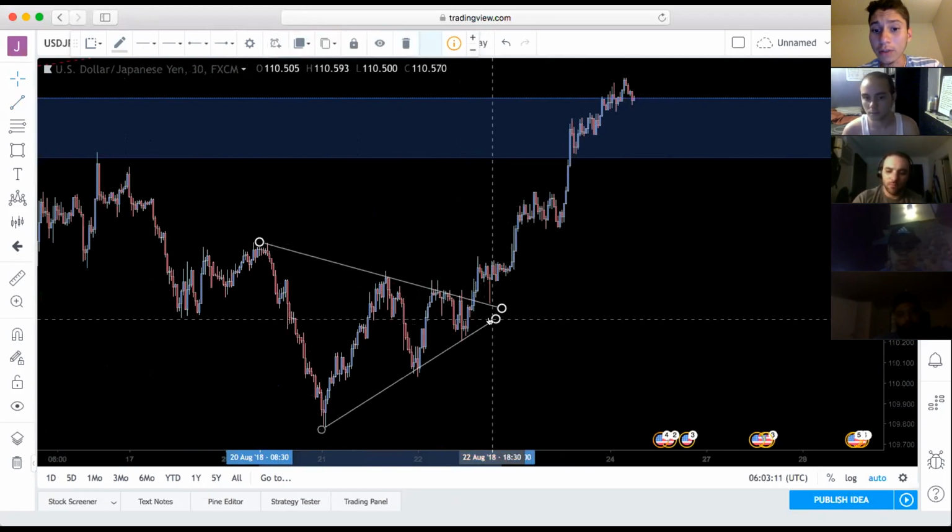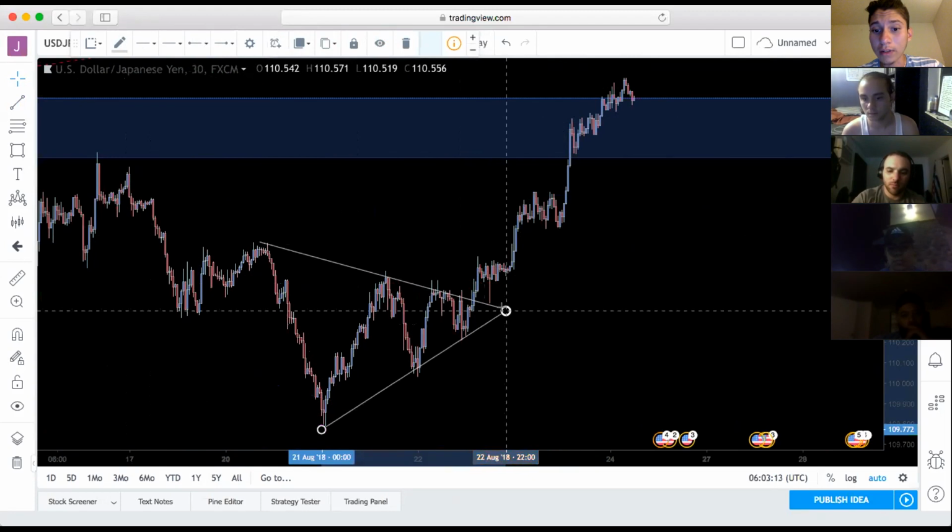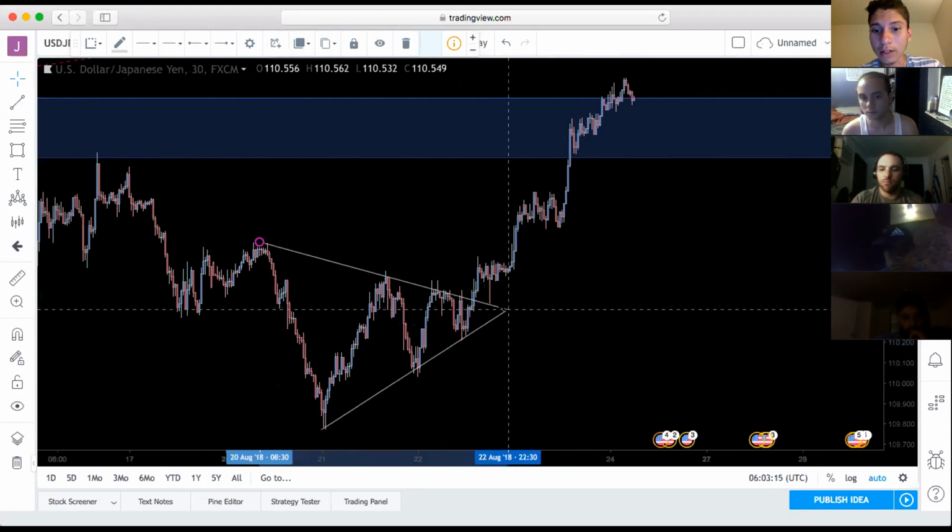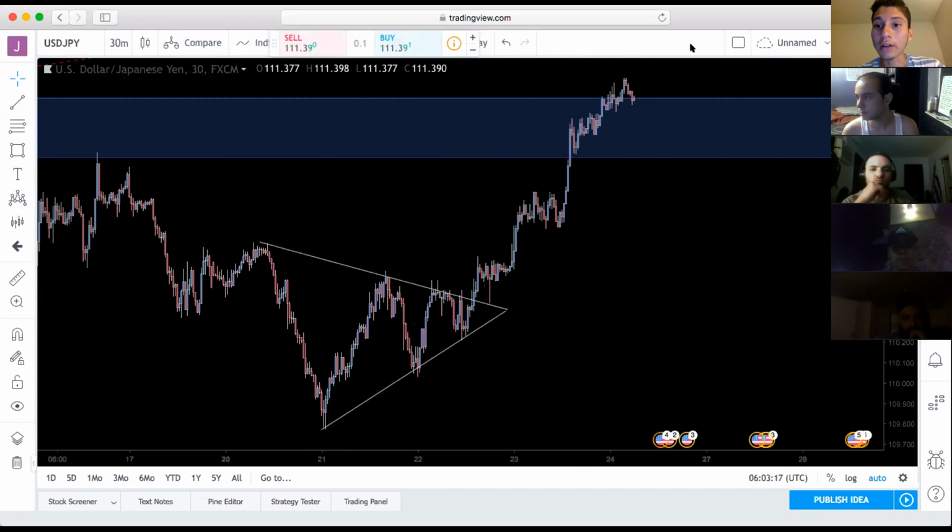UJ, for me, I've noticed the most triangles on UJ. Does anyone know this pattern, by the way? I just told you what I was trying to do anyways. But this is a triangle.